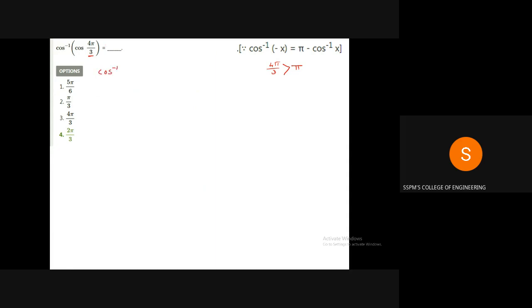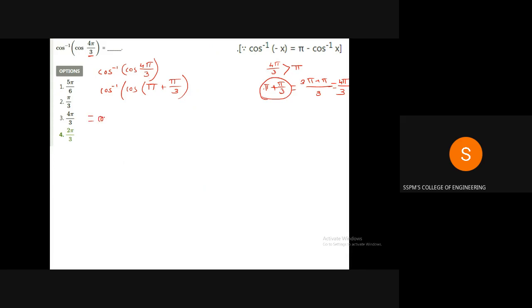So cos inverse cos 4 pi by 3. We have to convert this angle first. Cos 4 pi by 3 can be converted as pi plus pi by 3. What is pi plus pi by 3? It is 3 pi plus pi divided by 3, that is 4 pi by 3. So instead of writing 4 pi by 3, we wrote pi plus pi by 3.